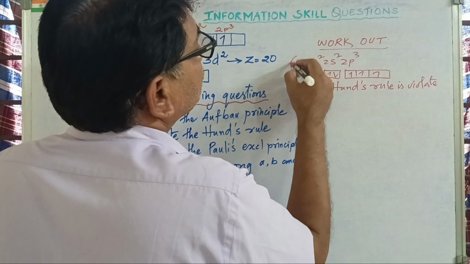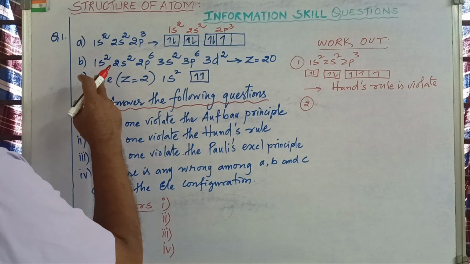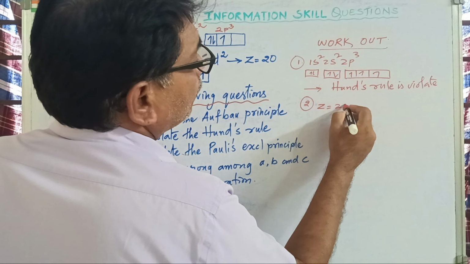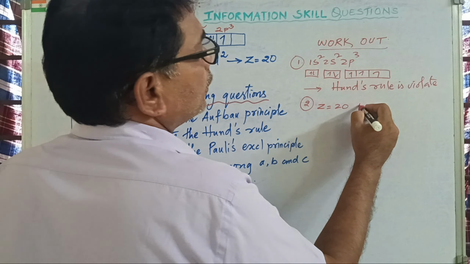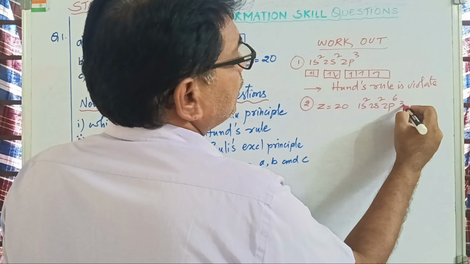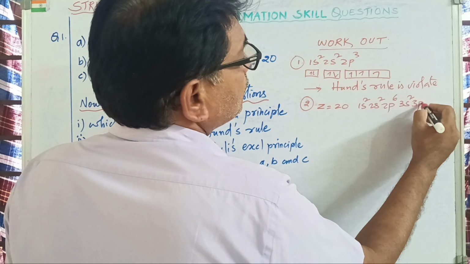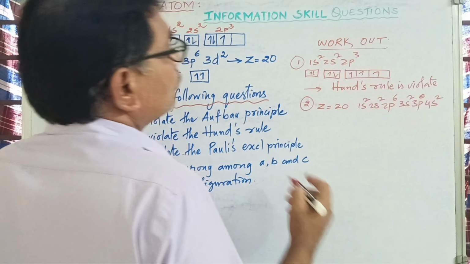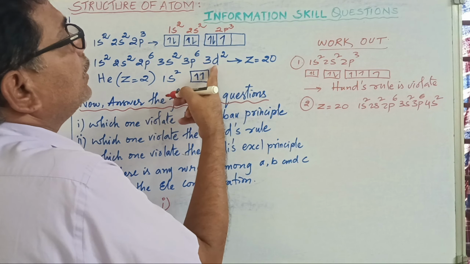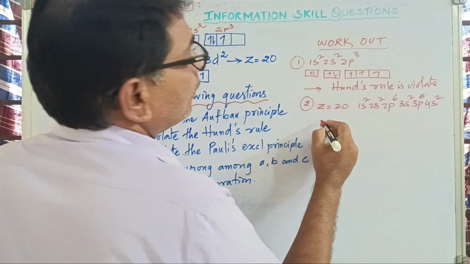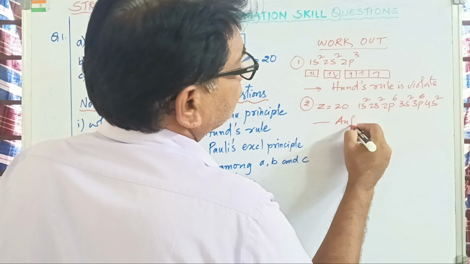Now coming to the second one: 1s2, 2s2, 2p6, 3s2, 3p6, 3d2. It is for 20. We are writing the electronic configuration for 20. So it should be 1s2, 2s2, 2p6, 3s2, 3p6, 4s2. That is for 20. So instead of 4s2, it is 3d2. Okay, it is 3d2. Means he is not following the Aufbau principle.